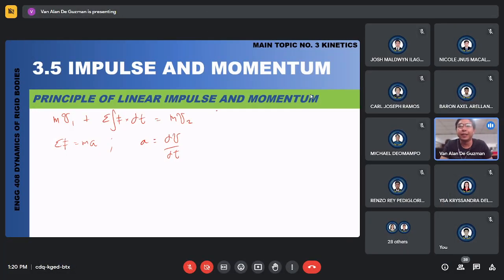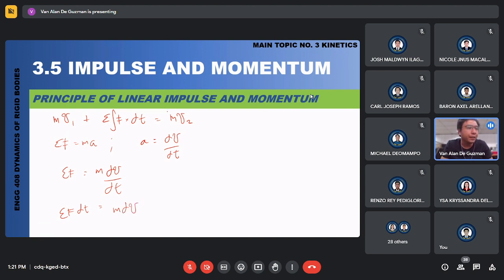Derivative ng velocity natin. So, if we substitute this value right here, dito tayo mag-a-arrive. We have summation of forces equals to the mass times dv over dt. To simplify this further, cross-multiply natin siya para malipat natin yung dt sa kabila. Summation of forces times dt is equal to m dv.